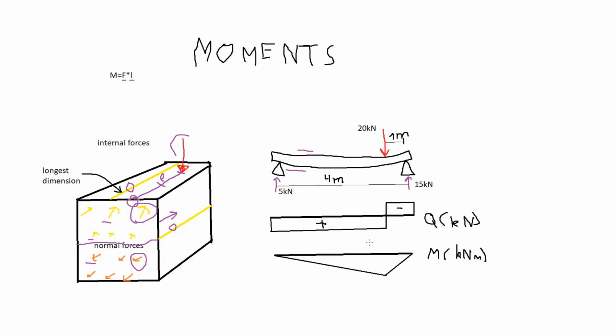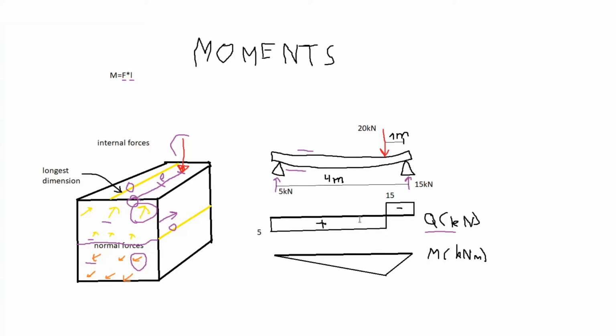We can get a moment diagram when we integrate the shear force diagram, which essentially means that we calculate the area of each shape in the shear force diagram. We have two shapes in the shear force diagram. We have this positive rectangle and a negative rectangle.